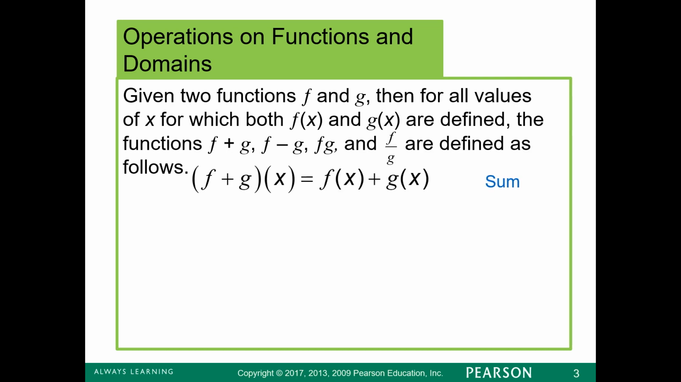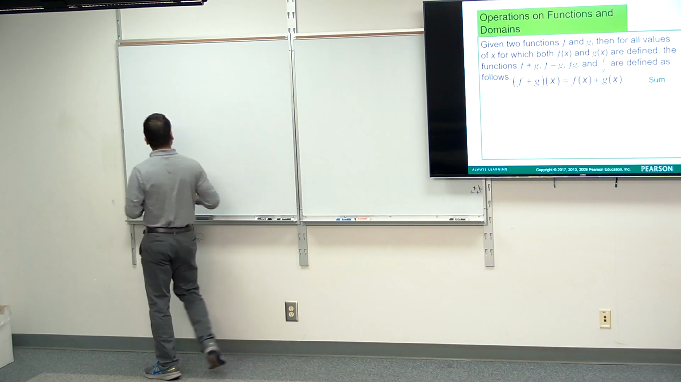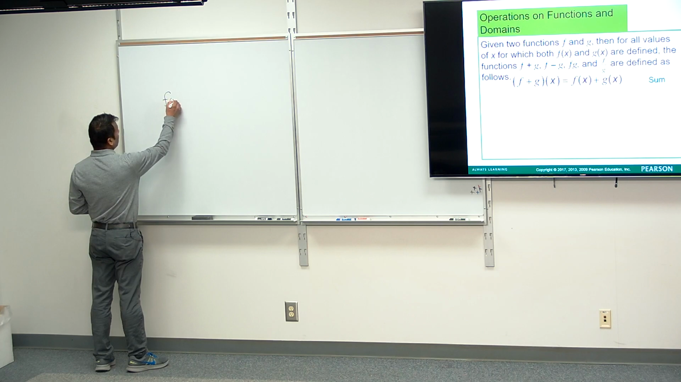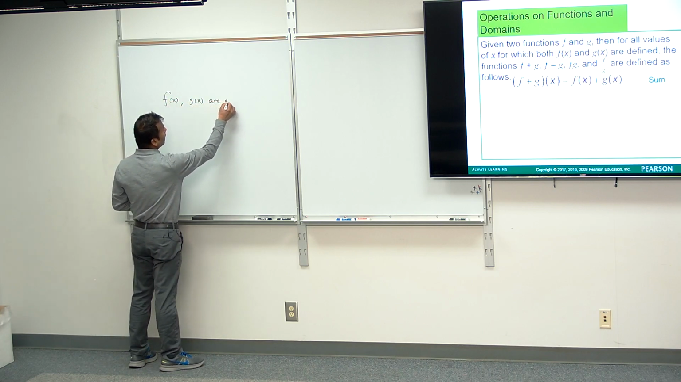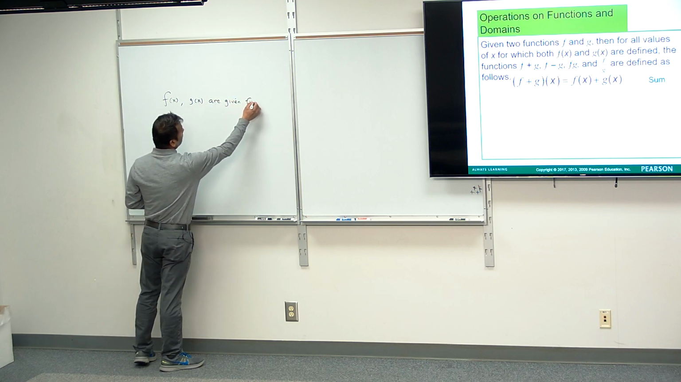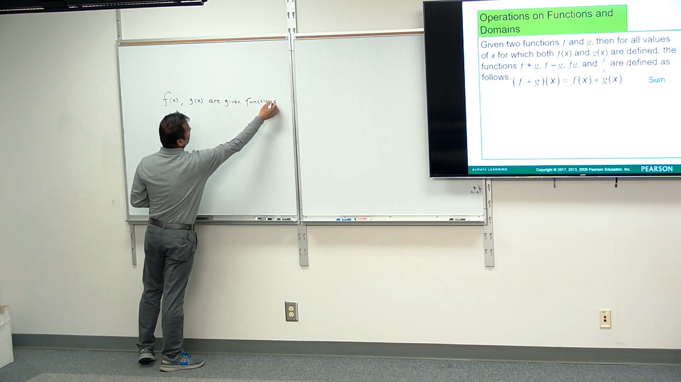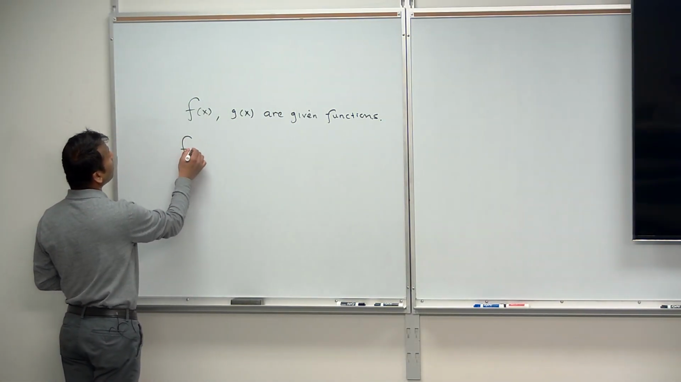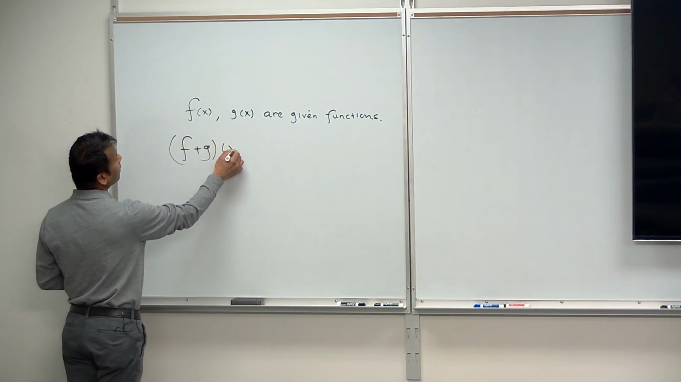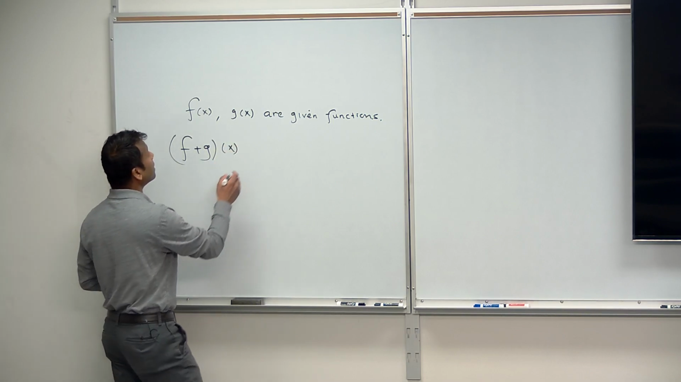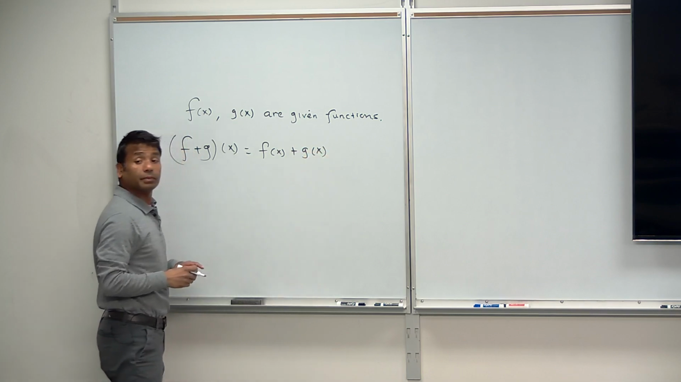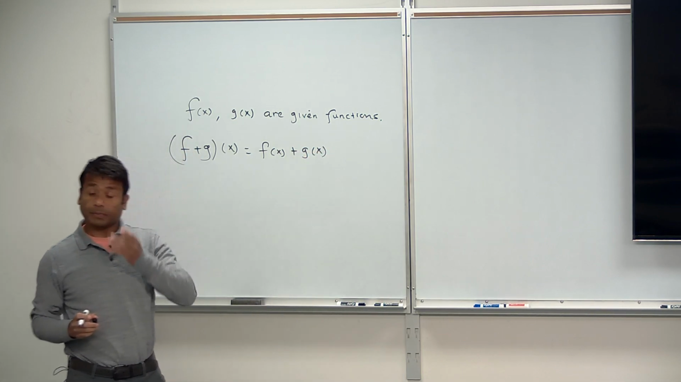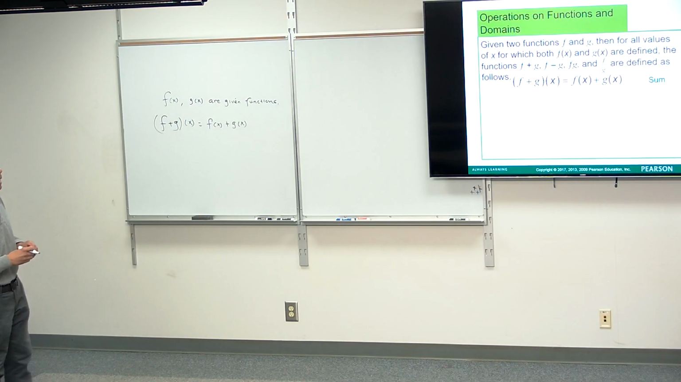So (f plus g)(x) is f(x) plus g(x). So this is the sum, okay? f(x) and g(x) are the given functions. So how do you define the sum? If you have (f plus g)(x), this is the same as f(x) plus g(x). So this is the sum function, the sum of the functions, okay?